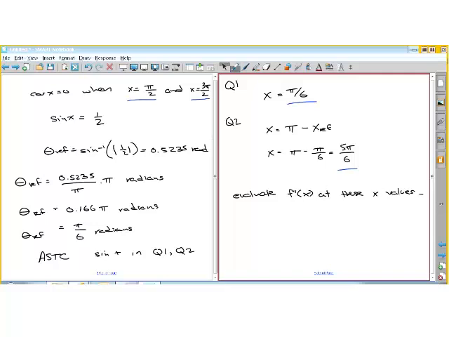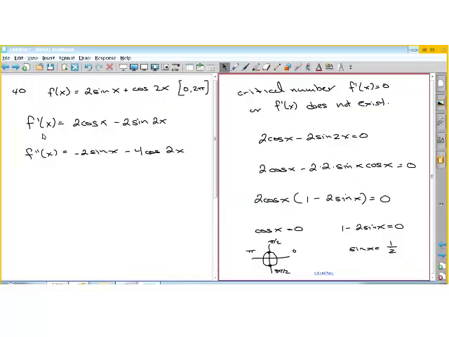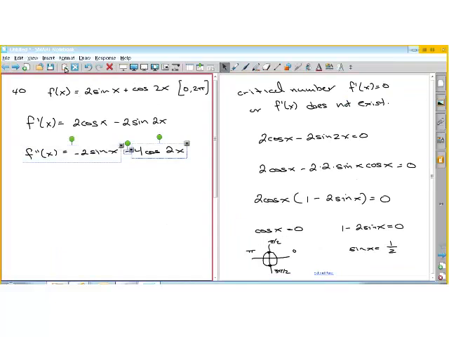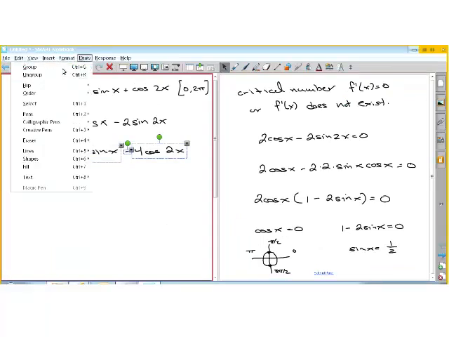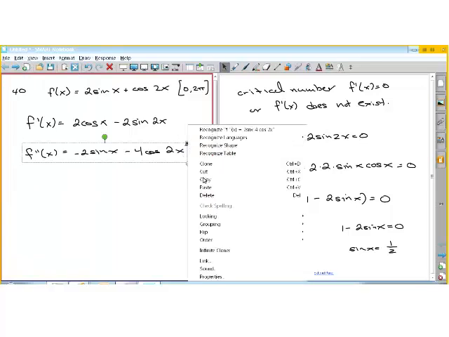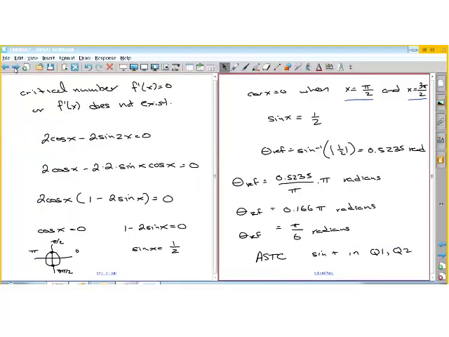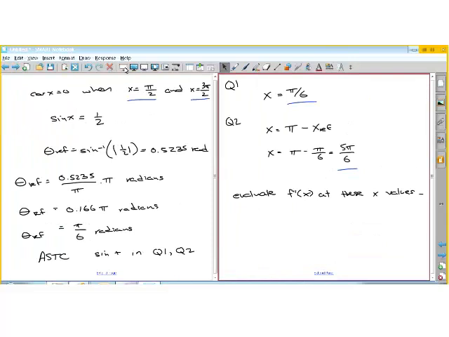Let's find the second derivative. Well, the second derivative is this equation. We don't actually have to do anything; we can just plug it into our calculator. Because we're not looking for points of inflection, we're just evaluating the second derivative, we can just plug it in. So let me put that in my calculator.